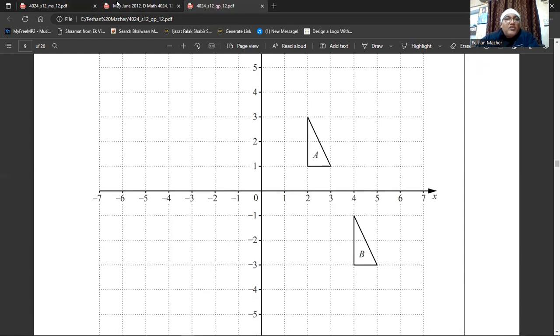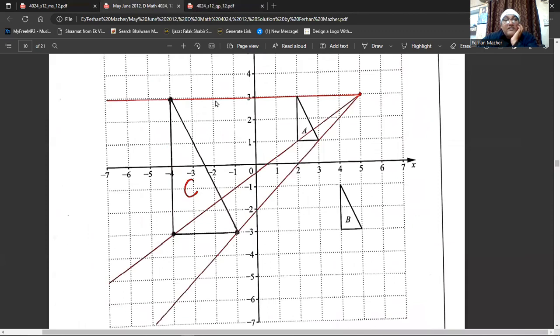Okay, so let me show you. I have done that. You can see this is the center of the enlargement, this point (5, 3). I have joined it with each vertex of the triangle A and drawn those lines. Then I checked how much this distance is, and multiplied it by 3. So 1, 2, 3. So this is the image.